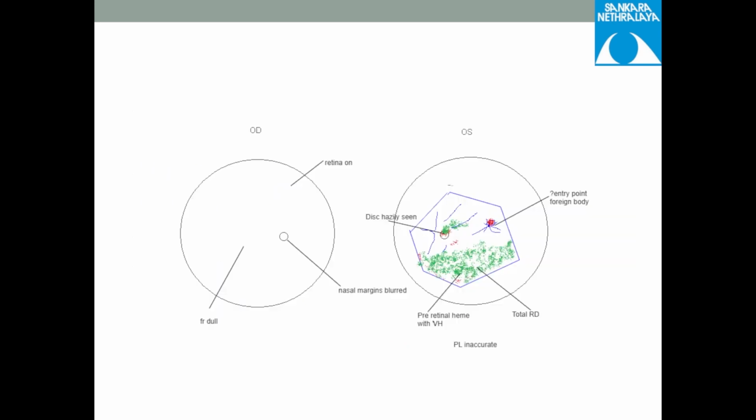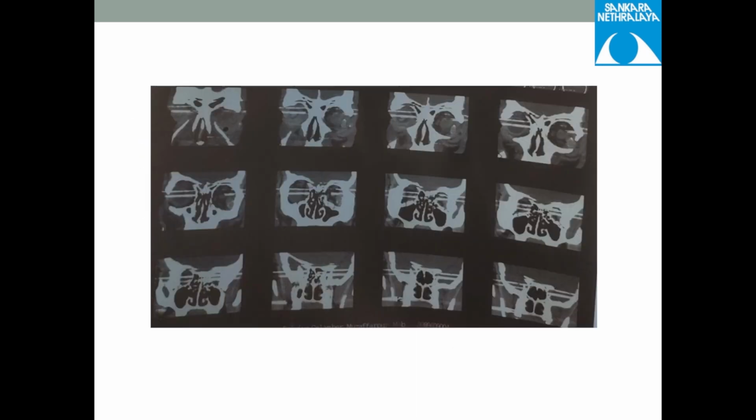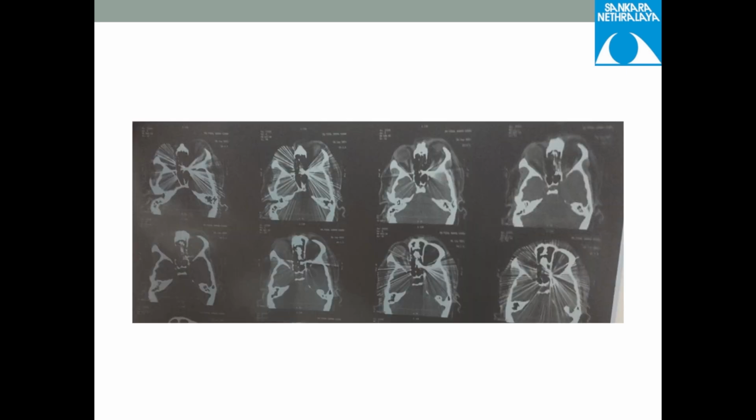On fundus examination, the right eye was normal, except for nasal blurring of the disc margins, and in the left eye the view was limited, and we could see total retinal detachment and vitreous hemorrhage along with pre-retinal hemorrhage. There was a suspected entry point in the superotemporal quadrant. Then CT orbit was done, which showed multiple pellets in the apex. This is the axial scan showing the multiple pellets in the apex.